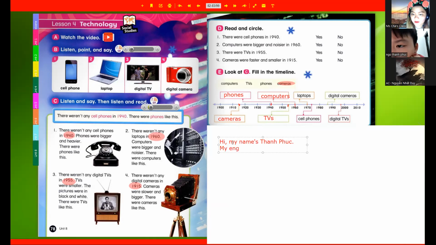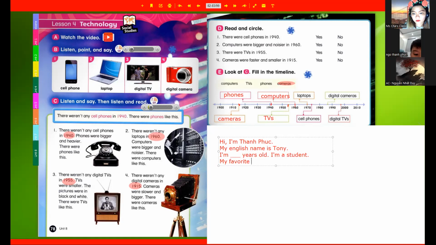What can you do with this? What can you do with a camera? What can you do with a camera, Tony? Did you say camera? Not a cell phone? Not a laptop? Not a computer?